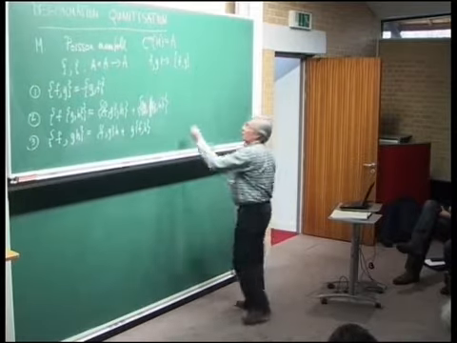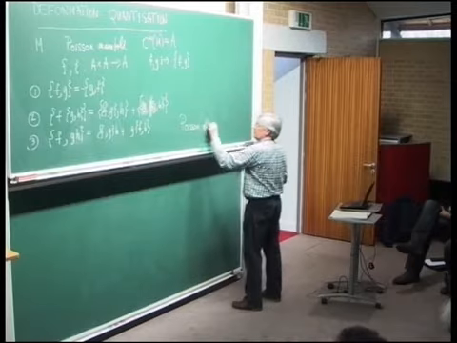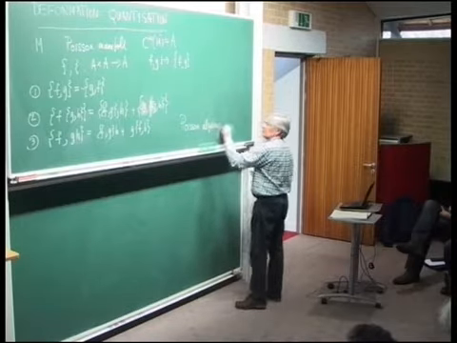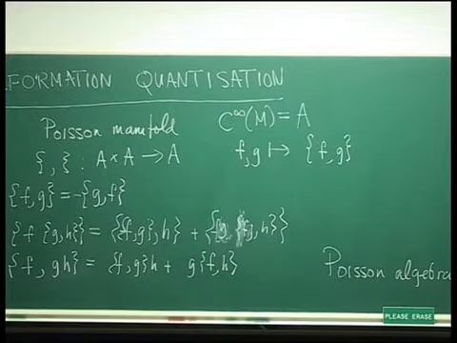So, of course, there's the notion of a Poisson algebra, which is just an algebra with a Poisson bracket which satisfies those algebraic identities. And generally, everything I say will be valid for a Poisson algebra.